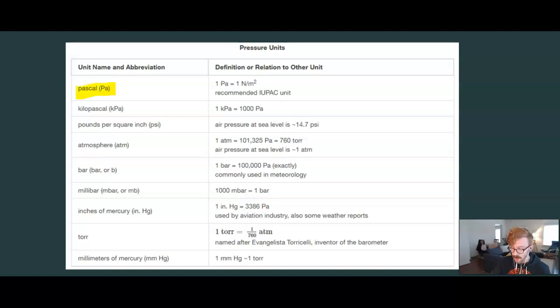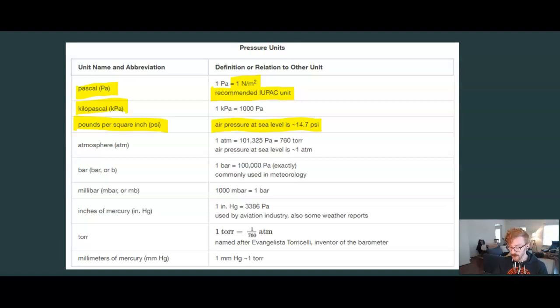The Pascal is the SI unit, or the recommended IUPAC unit. It is the only one here you'll notice that's defined in terms of SI units of force and length, so Newton per meter squared. The kilopascal is just the same prefix multiplier, kilo. PSI, pounds per square inch, I already mentioned that. At sea level, which is about 1 atmosphere, it's about 14.7 pounds per square inch.